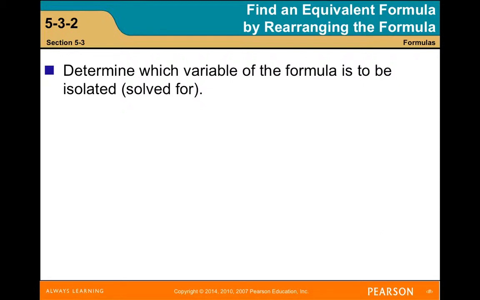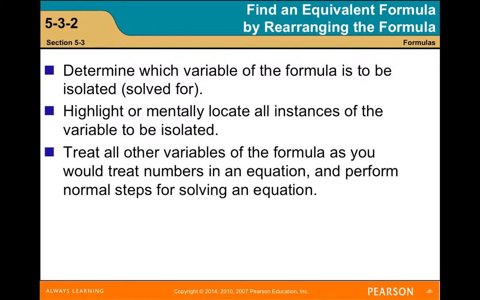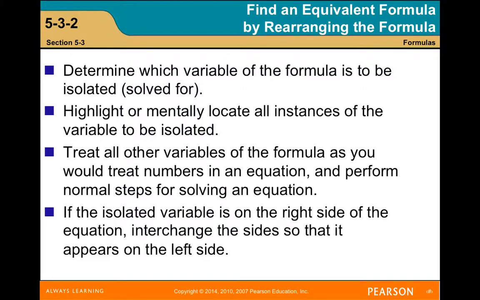Find an equivalent formula by rearranging the formula. Determine which variable of the formula is to be isolated or solved for. Highlight or mentally locate all instances of the variable to be isolated. Treat all other variables of the formula as you would treat numbers in an equation, and perform normal steps for solving an equation. If the isolated variable is on the right side of the equation, interchange the sides so that it appears on the left side.